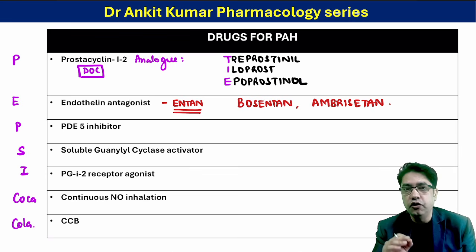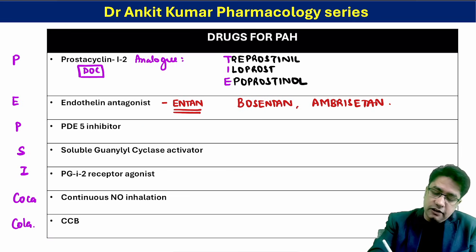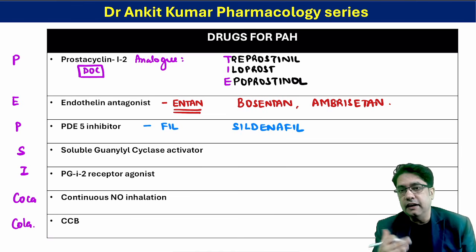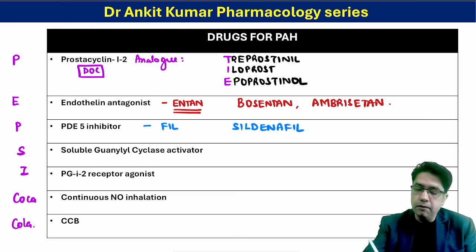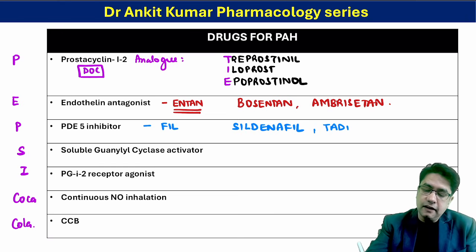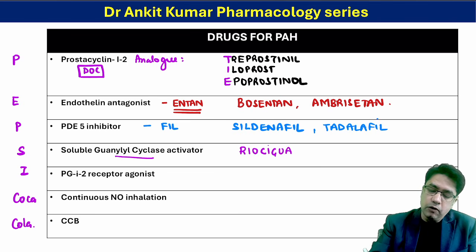Then we have phosphodiesterase 5 inhibitors. These drugs end with the word fill. A very famous drug like Viagra, known as sildenafil, which is given for erectile dysfunction or impotence, is also approved for pulmonary artery hypertension. Another drug is tadalafil, which is an even longer acting drug. Then we have soluble guanylyl cyclase activator. The drug name is riociguat. How can we remember guat? GU means guanylyl cyclase, AT means activator.